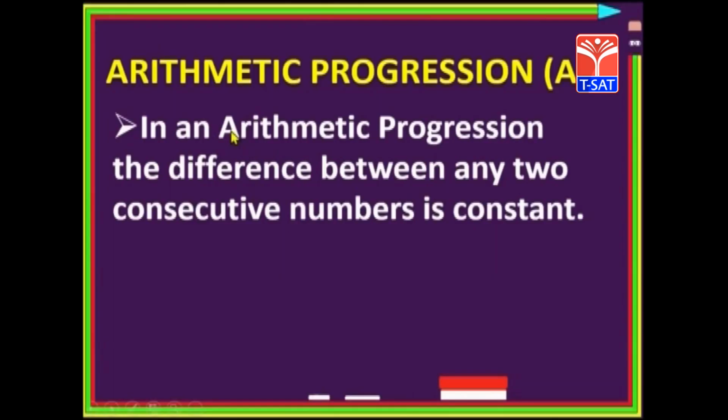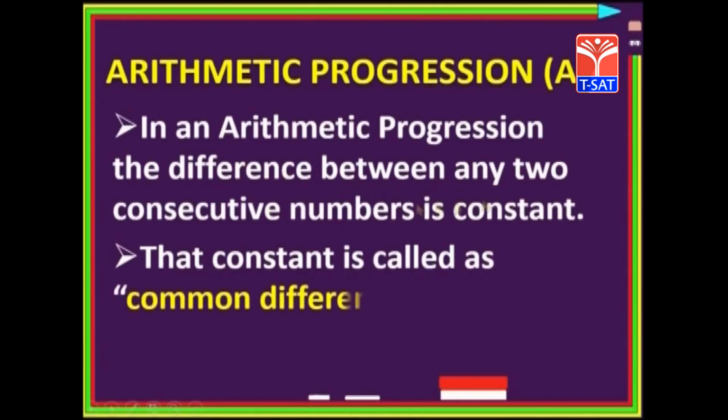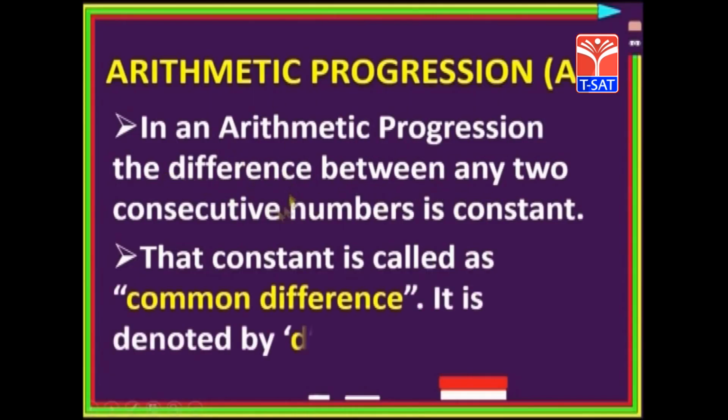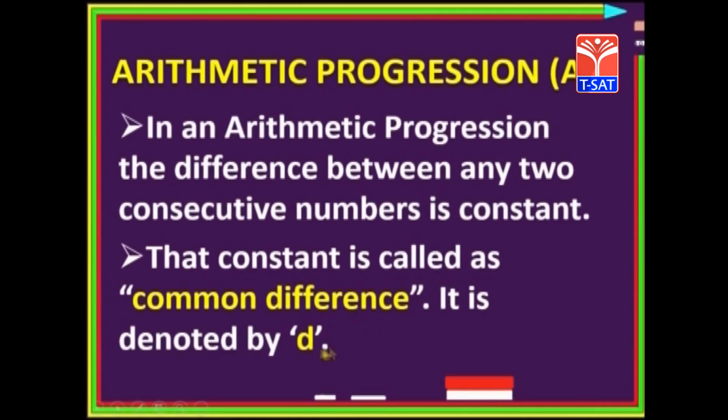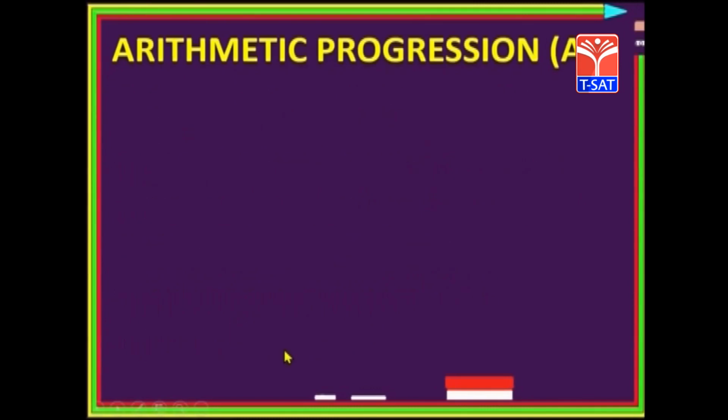In an arithmetic progression, we get each term by adding a fixed number to the preceding term, right. That fixed number is called the common difference, and it is denoted with D. In an arithmetic progression, the difference between any two consecutive numbers is constant. That constant is called the common difference, which is denoted by D.